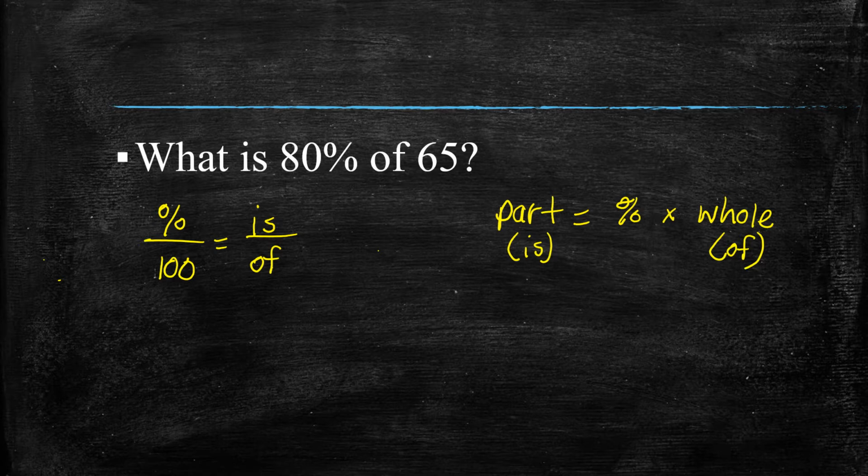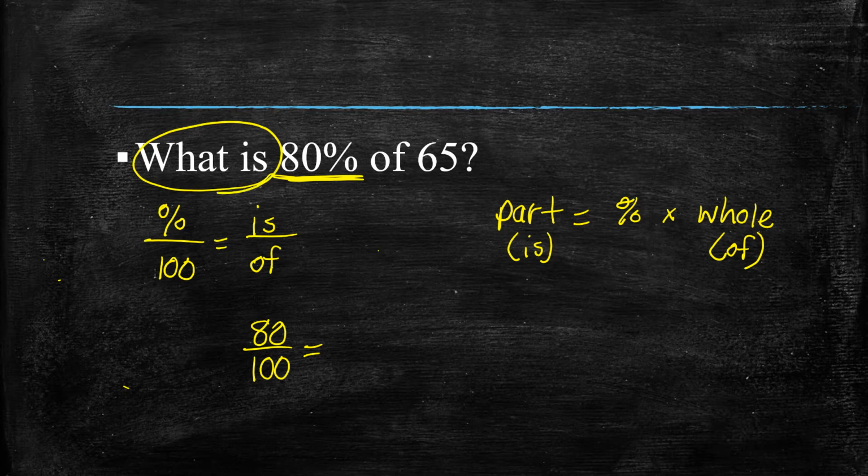In class, most of you chose to use the percent proportion, so I'm okay with you doing that on all of today's questions if that's what you're most comfortable with. So 80%, that's going to go over 100. Be very careful with your is and your of. What we don't know is the is, so x goes in the place of is, and our of is 65, so 65 goes on the bottom, and we'll cross multiply to solve for x.